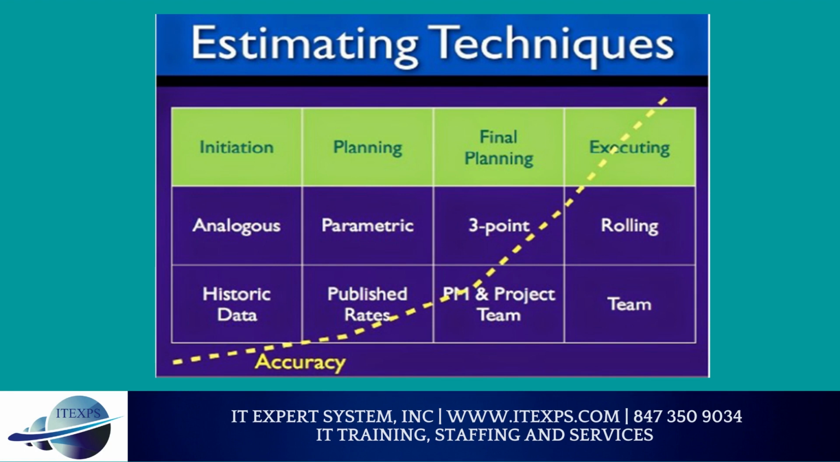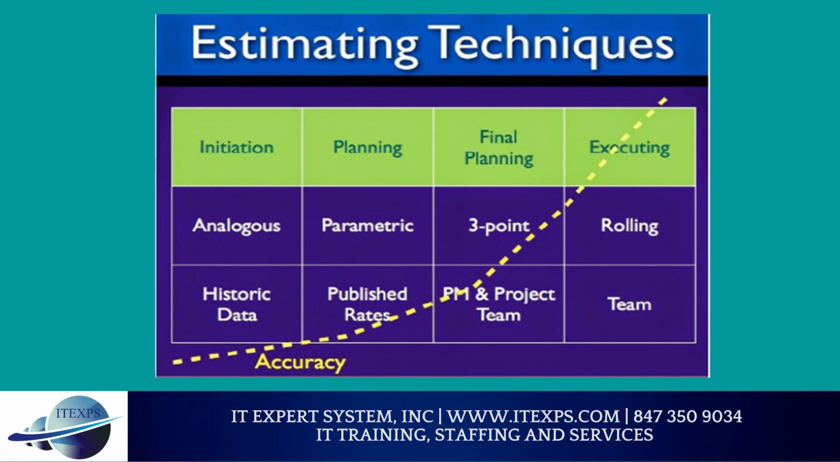Estimating techniques. 1, analogous or top-down estimation. Compare a similar project or task from the historical data and based on that perform the effort estimation for the project or task. 2, parametric estimation. If tasks are repetitive in nature, then knowing the unit of work, we can mathematically estimate the complete work.